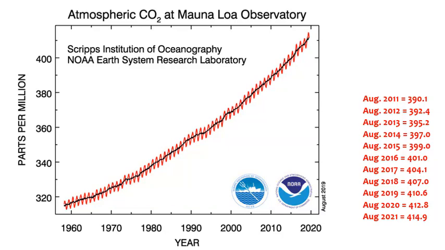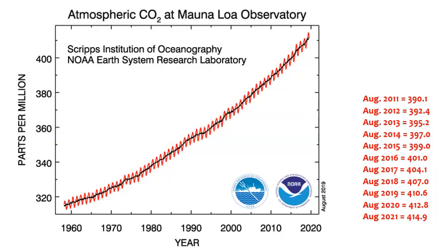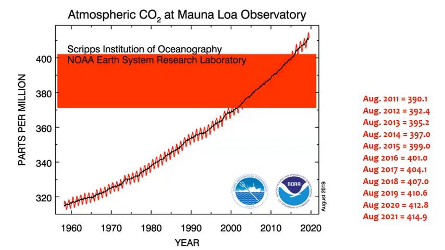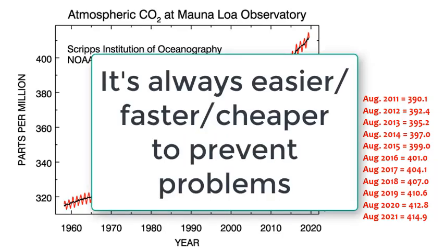At 375 parts per million, it would have cost a lot of money, time, and effort to reverse climate change, but it could have been done. At 400 parts per million, we're not reversing it. The question is now, how do we minimize its impact? It's going to be hard, it's going to be expensive, and it's going to take a long time. It's always better to be responsible and prevent problems when they're small than to react after the problems have grown out of hand.